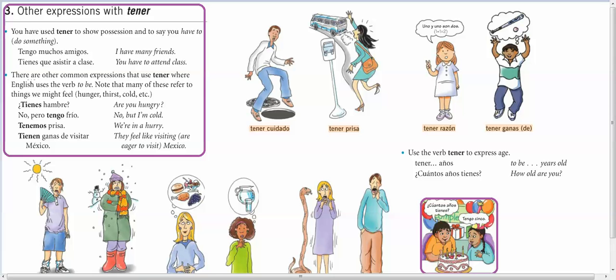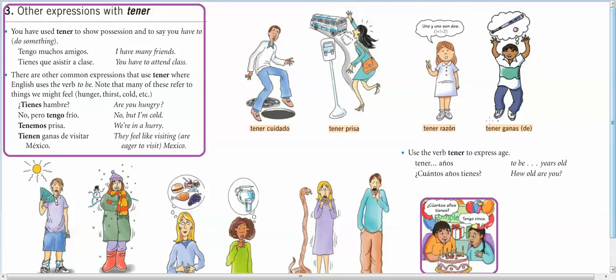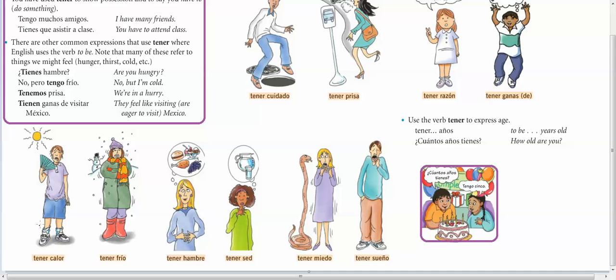There are other common expressions that use tener where English uses the verb to be. Note that many of these refer to things we might feel: hunger, thirst, cold, etc. So that's what we're going to look at here, these idiomatic expressions that use tener. So if you look down here, I'll start at the bottom.